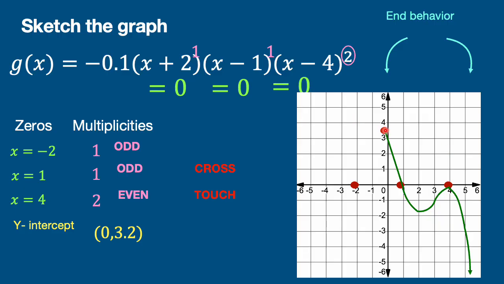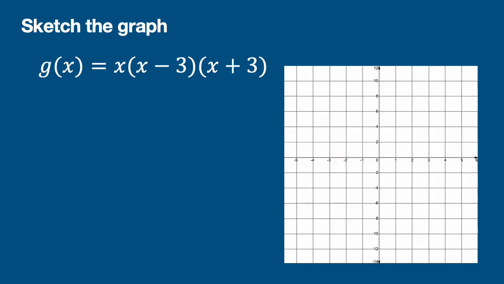When you go through the y-intercept, the next one is another x-intercept, x equals negative 2. That's odd, so we have to cross it, right? Cross it, then the graph falls to the left side. That's how to sketch the graph, guys, okay?